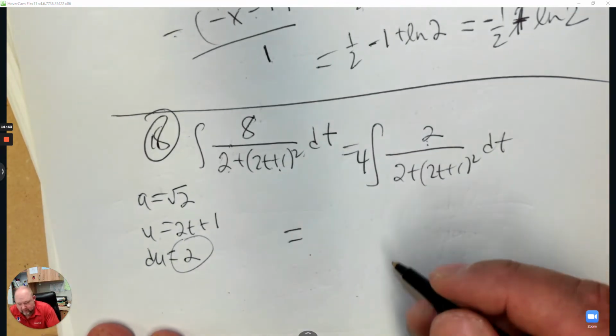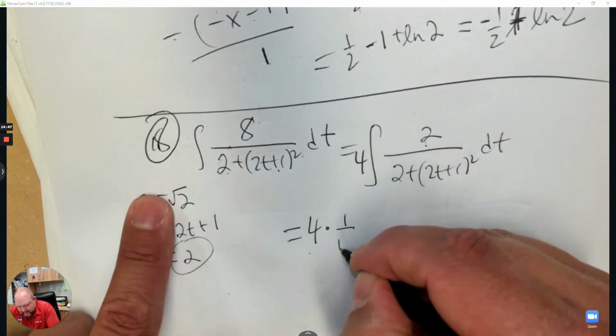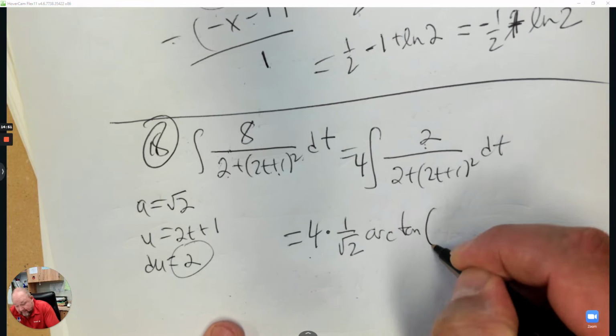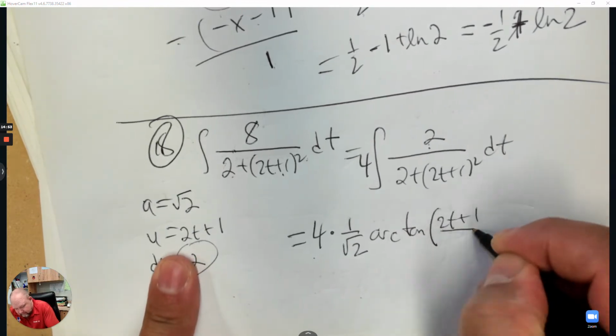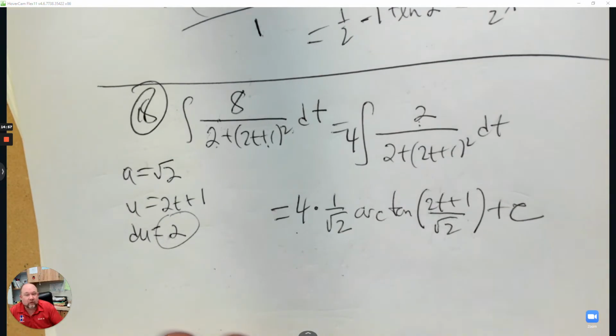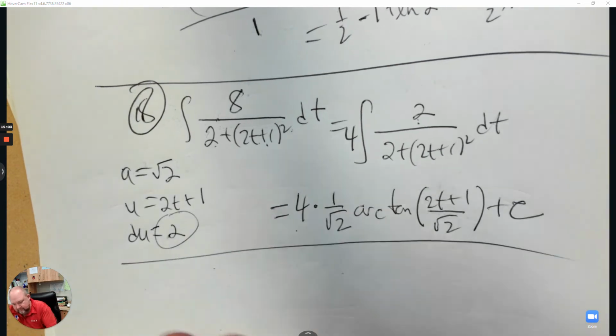Now I need to be a rule follower. It starts with a 4, and then it's 1 over a, arctan, and then it's u over a, plus c. Looks complicated, but just follow the rules. Number 19.